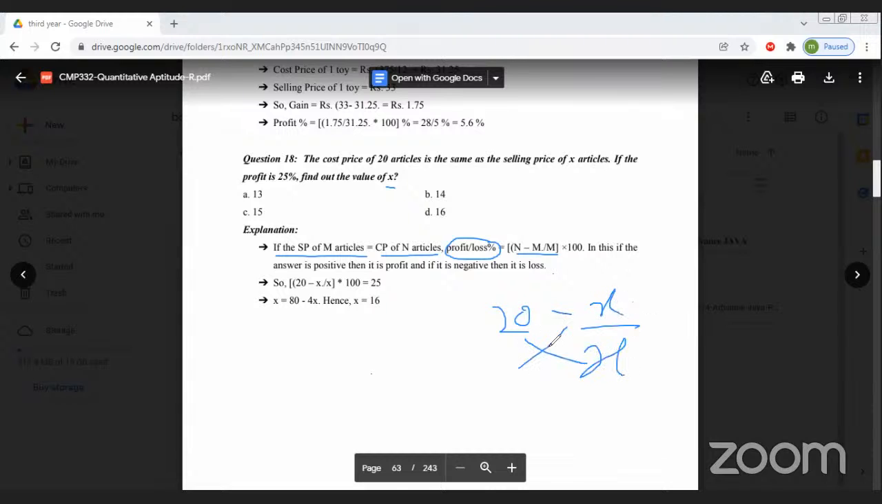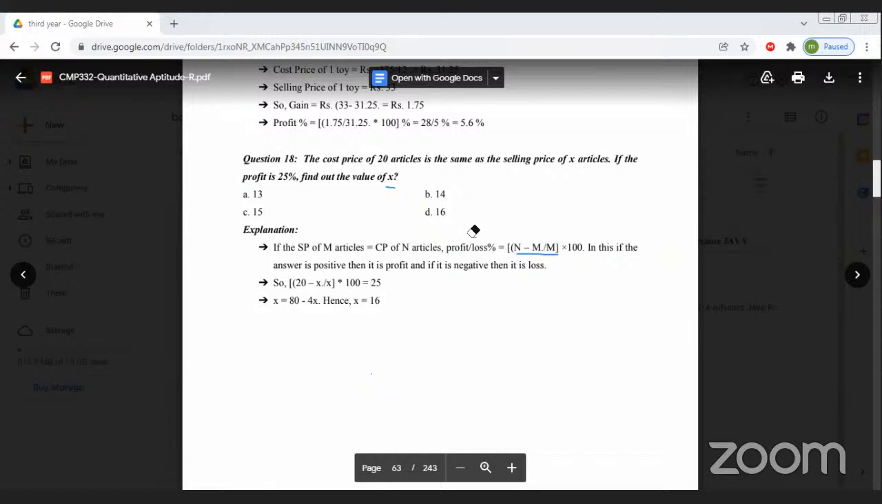You need to cross multiply it, and this whole bracket is multiplied by 100. So the value you are going to get is 25, because it is a profit percent. Profit percent is 25. When you solve the given equation, you will get this term. Then X will be equal to 16.